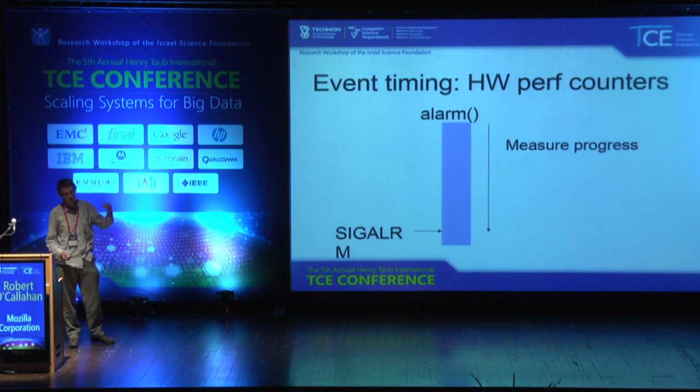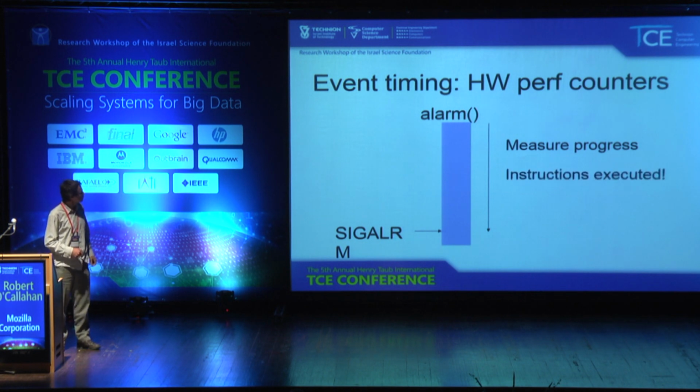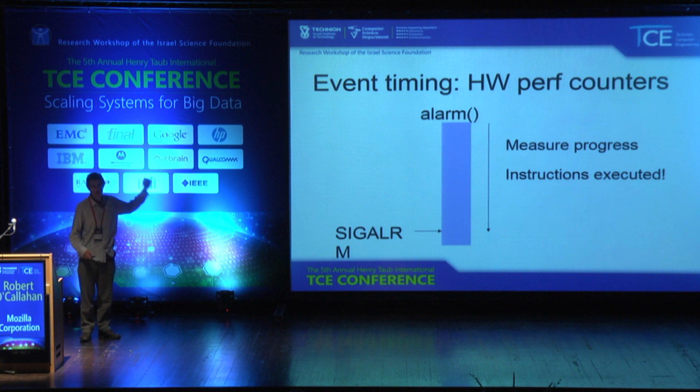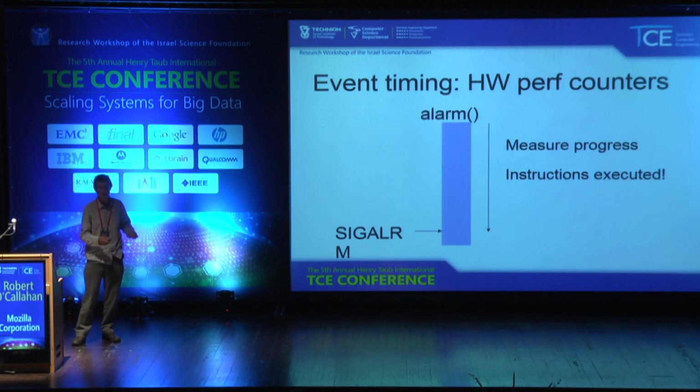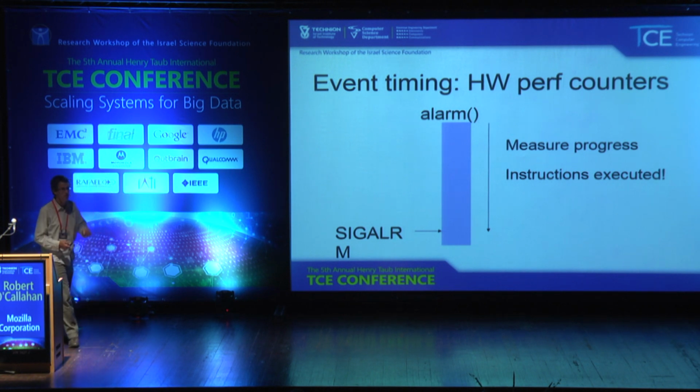So the key thing is to measure the amount of progress that the program made and be able to repeat that. The natural thing to want to do is to count the number of instructions executed and deliver the signal at exactly the same number of instructions executed as happened during the recording. Now, the really interesting thing is that CPUs have hardware support for counting the number of instructions executed. And so if we use these hardware performance counters, we can do this with essentially zero overhead.